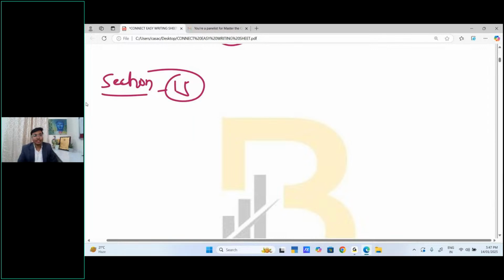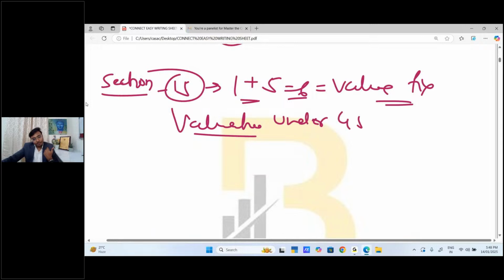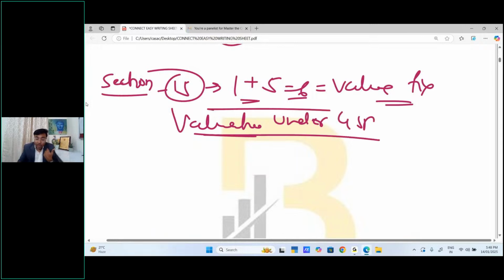Section number 15. Memory technique: 1 plus 5 is equal to 6, value fix. So this section is related to valuation under GST.